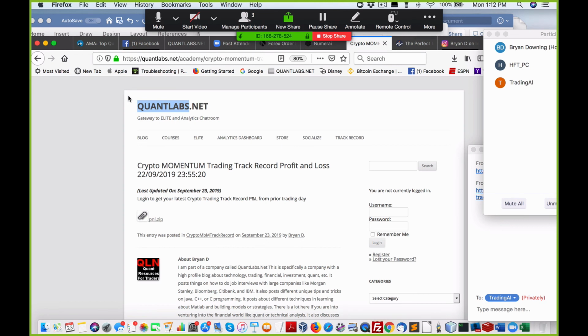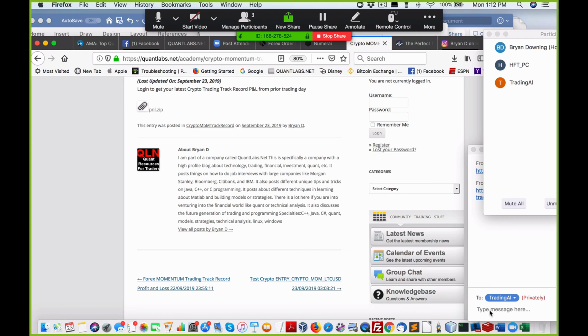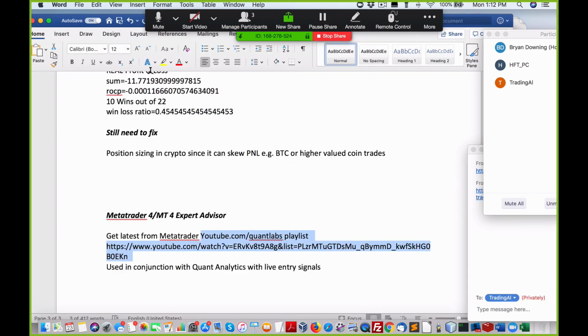Just go in the playlist there. In that section, you'll find a MetaTrader. And that's where I put all my latest info on the MetaTrader stuff.